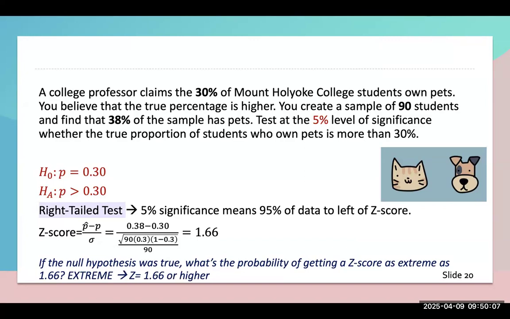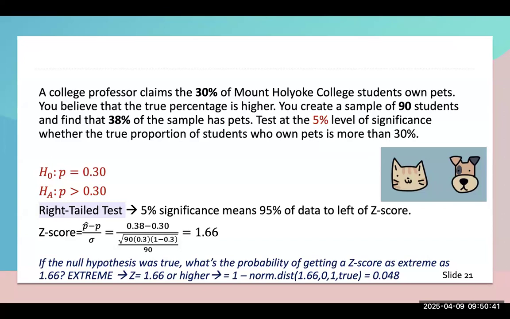Another way to say that is, if I go out and create a sufficiently large sample, what's the probability that 38% or more of that sample will have pets? So this is just finding the area to the right of the z-score 1.66. Now our z-table gives us the area to the left. So we can find the area to the left and subtract it from 1.